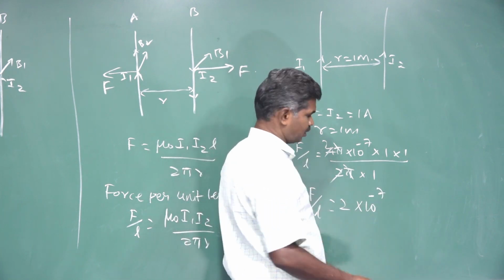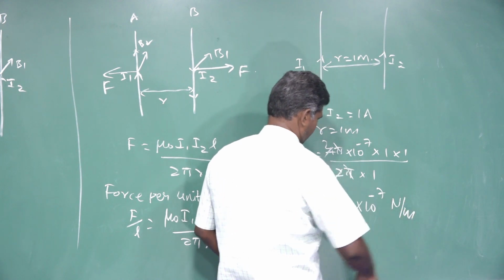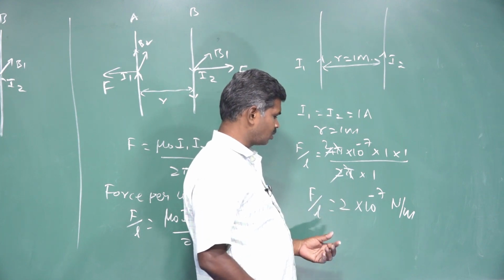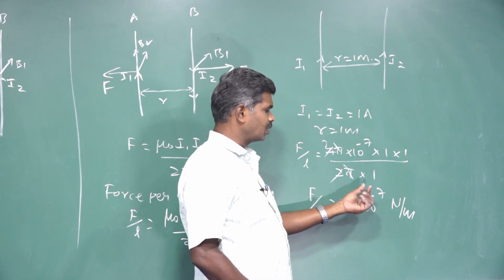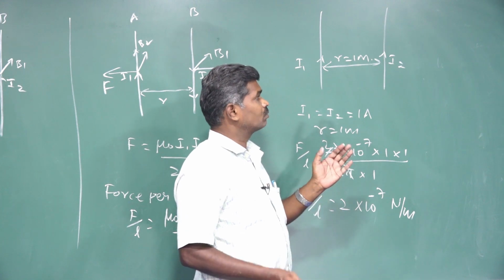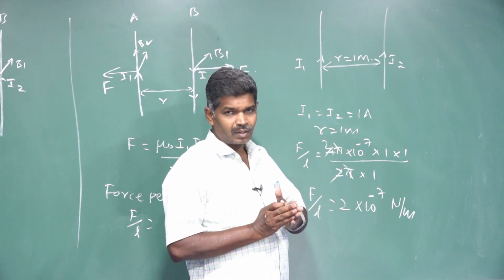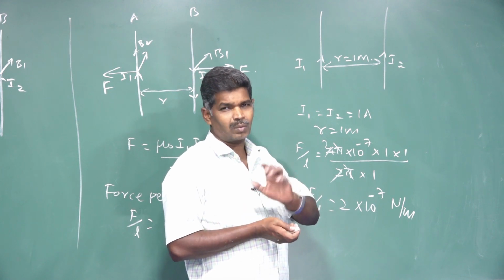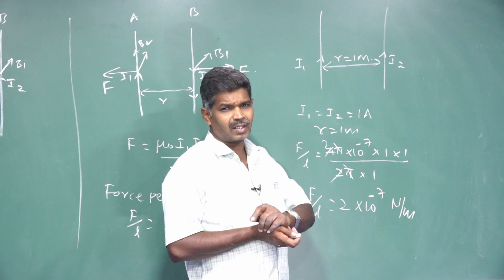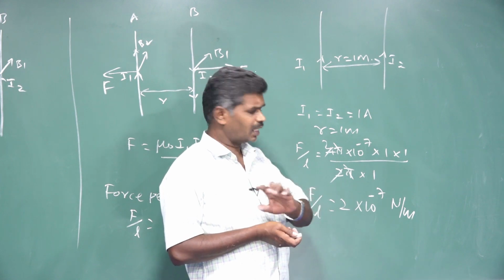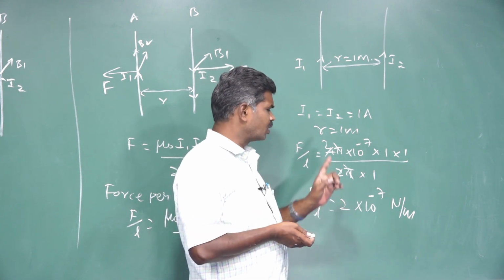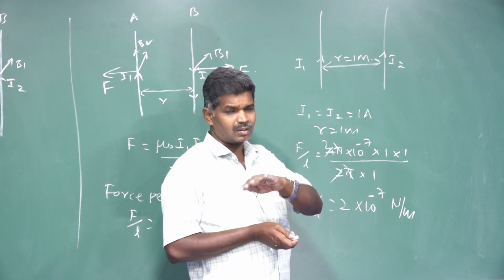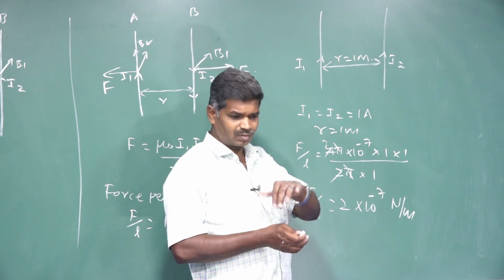The unit is Newton per meter, because we express the force per unit length. Force per unit length is equal to 2 into 10 to the power minus 7 Newton per meter. If the current through the two conductors is 1 ampere, and the two conductors are placed 1 meter apart in air or vacuum, they experience a force of 2 into 10 to the power minus 7 Newton per unit length. That gives us a definition in reverse.